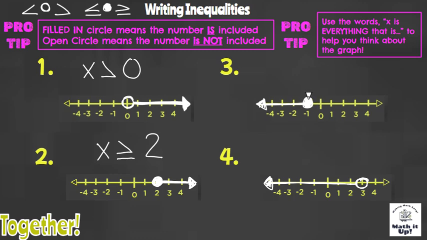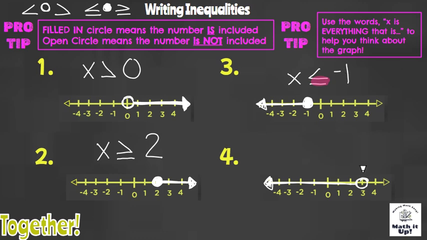Next we have this one. I have a filled in circle. Again, I'm going to be using those equal to parts also. And as I think about this one, X is everything that is less than or equal to -1. So X is everything that is less than or equal to, we see that little equal to sign right there, -1. Okay, X is everything that is less than or equal to -1.